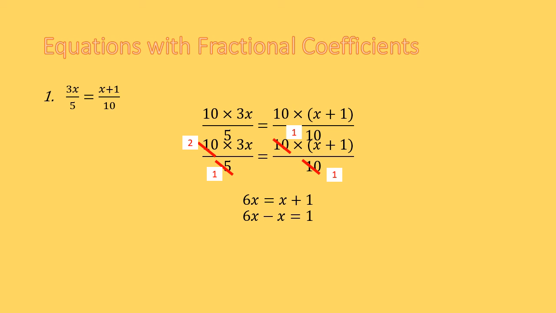When you are simplifying step by step like this, 5x equals 1. To find x, you have to divide both sides by 5. x equals 1 over 5.